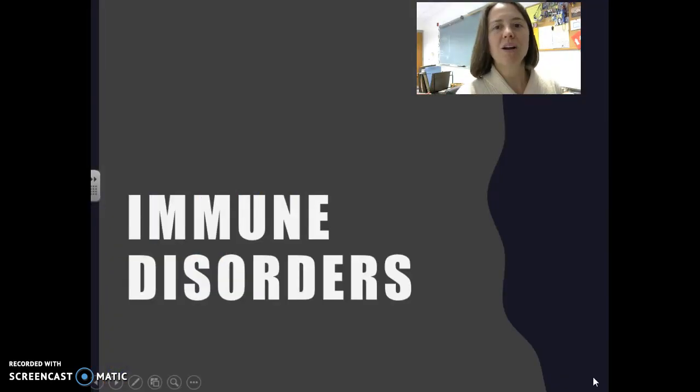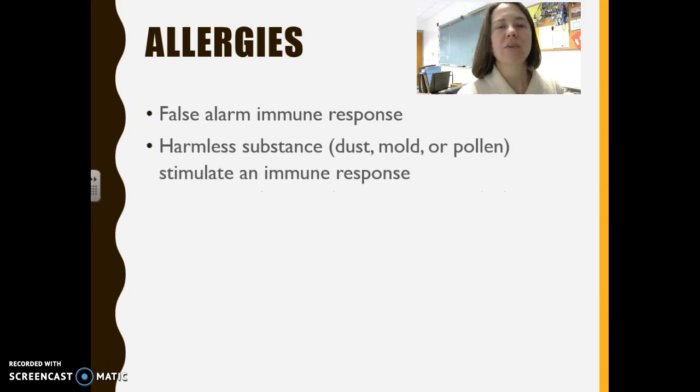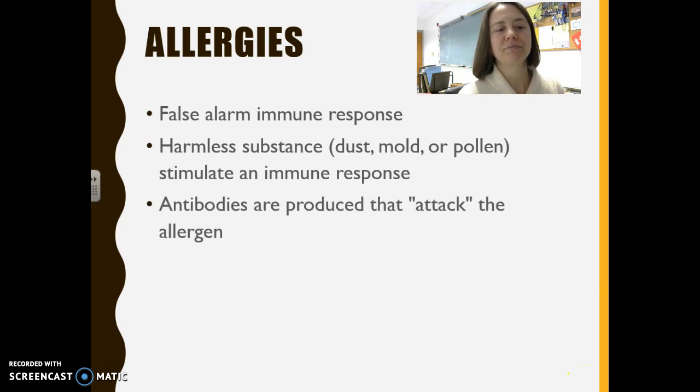So what could go wrong with your immune system? Allergies is one thing that could go wrong, and this is a false alarm immune response. It's when your body has an immune response when it shouldn't. So harmless substances like dust or mold or pollen stimulate an immune response. In essence, your body thinks dust, if you're allergic to dust, is a pathogen and is going to hurt your body, where in reality it would not.